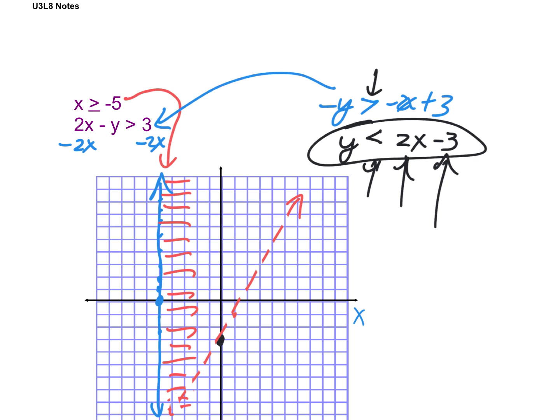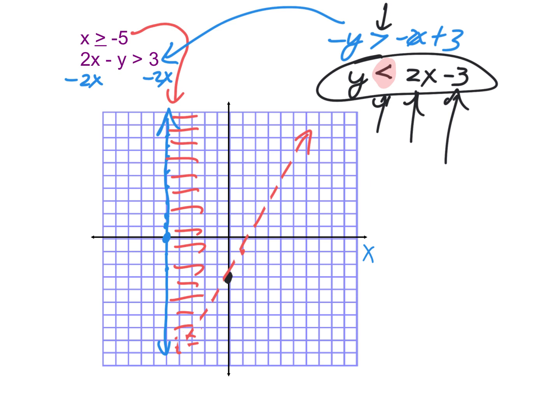Okay, now I've got to shade either below it or above it. And I look at this symbol right here, and it says less than. Does that feel like below or above? Below. So then I'm going to shade down here. And this one's kind of tricky because it goes off the screen. I'm going to just extend my blue line out further. And my dotted red line out further.